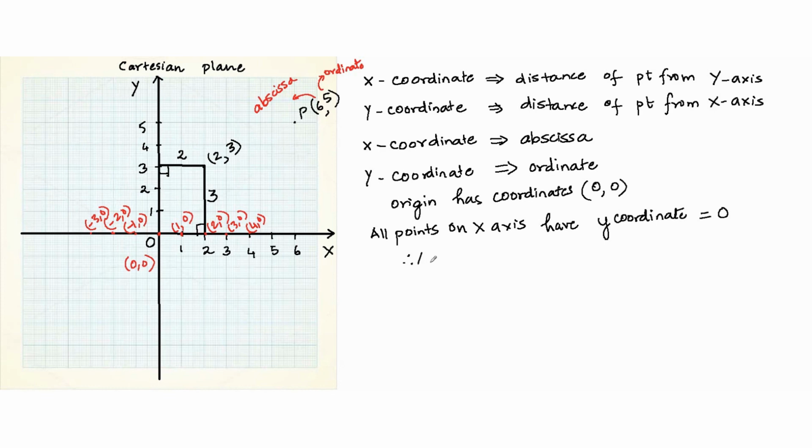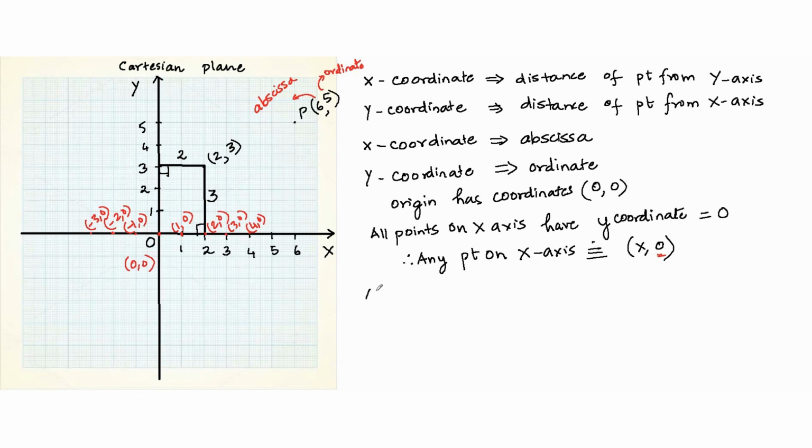And therefore any point on x-axis can be represented by say the coordinates x, 0. So we are sure that on the x-axis the y coordinate is 0 and x coordinate could be anything. That is why any point on the x-axis is written as x, 0.